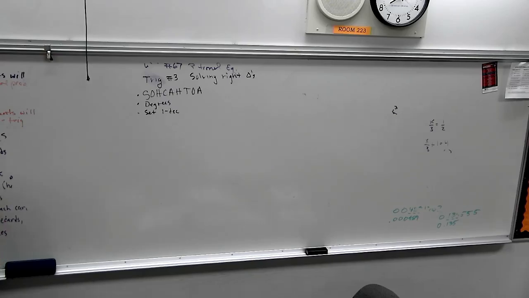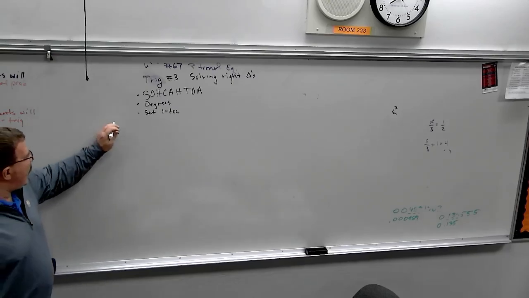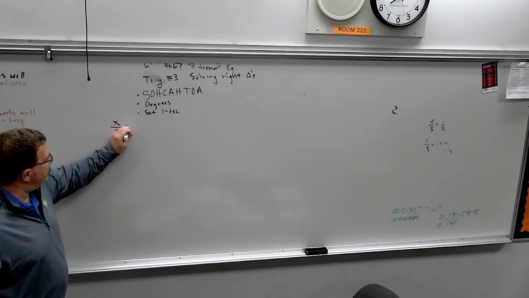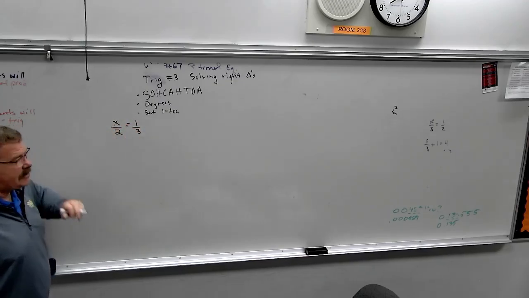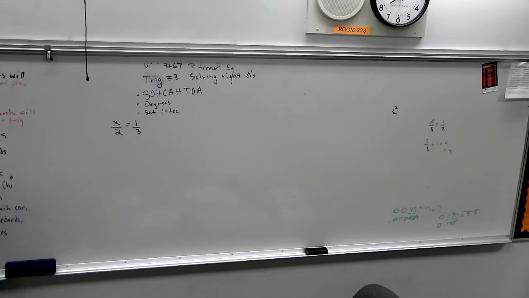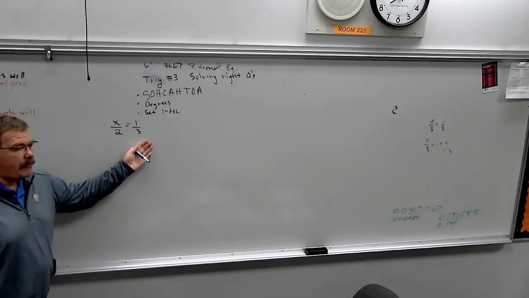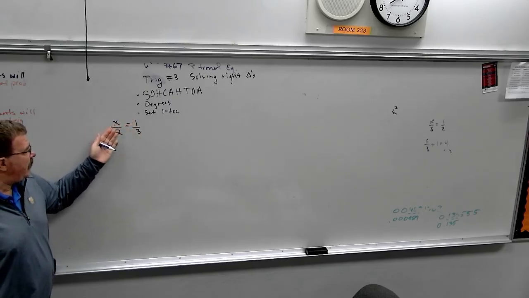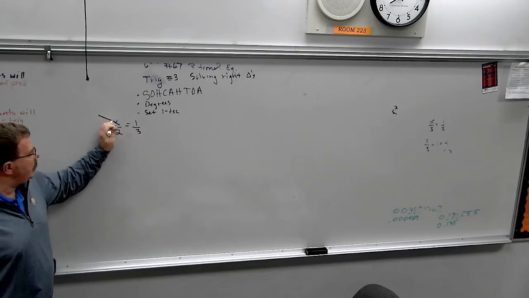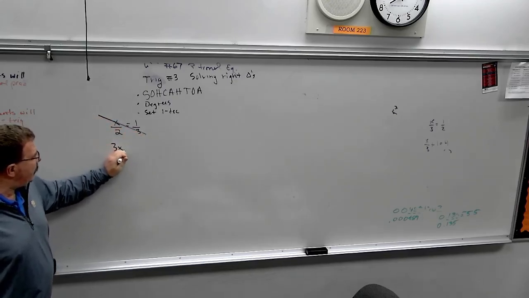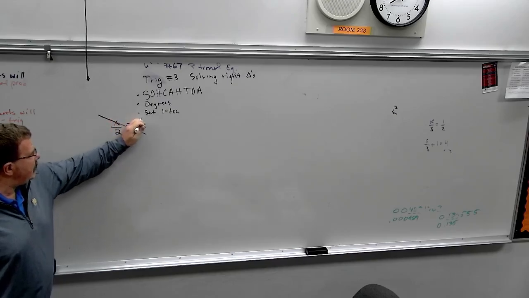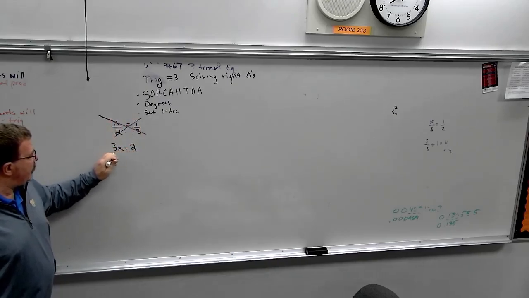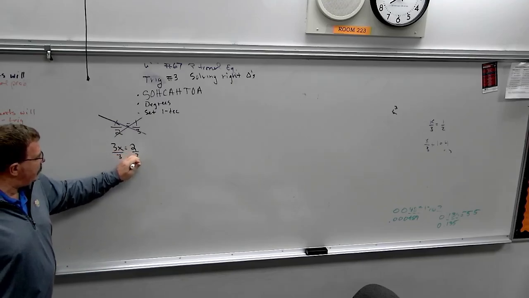If you can solve this equation, then you can solve a trig equation. How would you solve this equation? What would be probably the easiest way to solve that? You would cross multiply. This is a proportion, right? You have x over 2 equals 1 over 3. You have a fraction equal to a fraction. You would just cross multiply here. You'd say x times 3 equals 1 times 2, and then you would divide by 3.